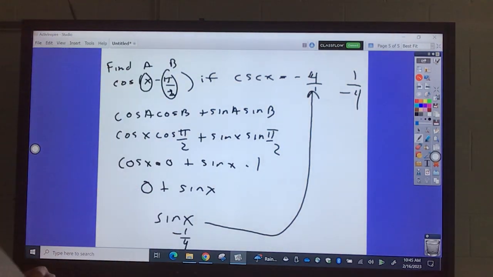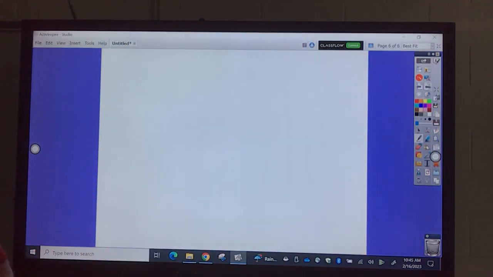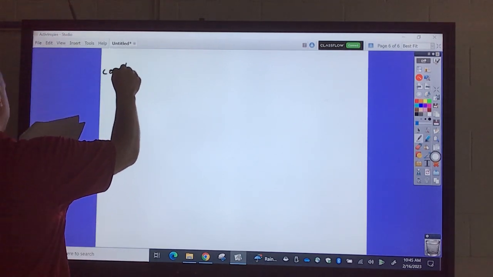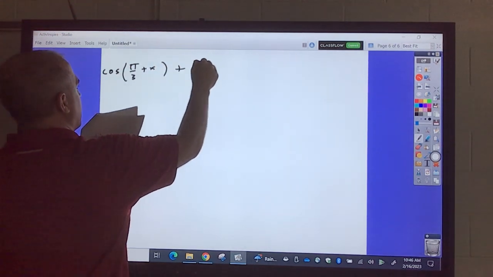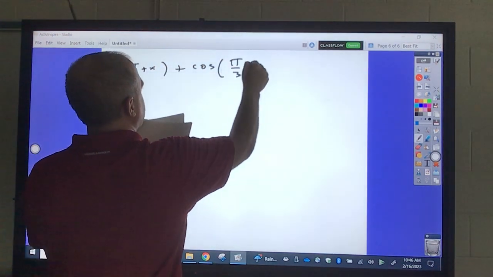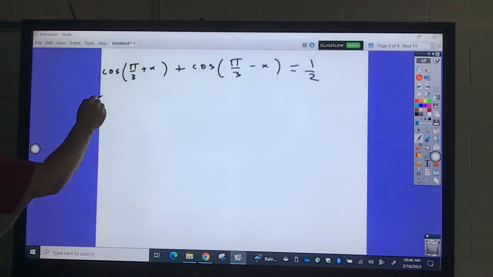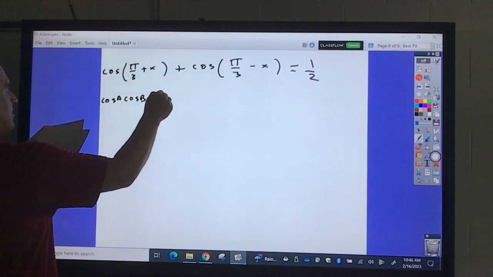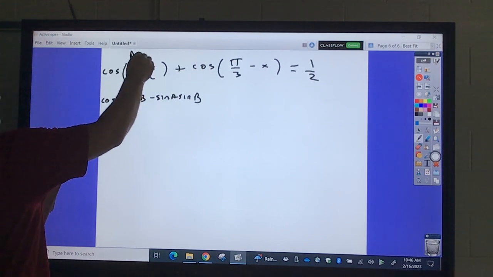Okay, now you'll do some practice in class with that. Let's move on to some of the equations. Okay, so what I got here is cosine of pi over 3 plus x plus cosine of pi over 3 minus x equals 1/2. Once again, use the formula. This would be cosine A, cosine B, minus sine A, sine B, where this is my A, this is my B.